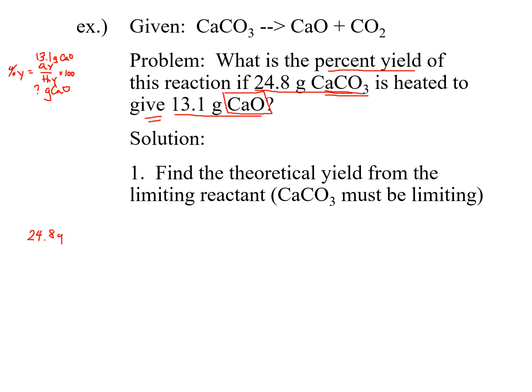24.8 grams of CaCO3. All right. Let's write down what we're trying to find. We just decided we needed to find grams of CaO, right? Because that's what we needed here for our theoretical yield. So I'm going to go from grams of CaCO3 to grams of CaO. Well, we've done this before. This is called a mass-to-mass problem. Mass-to-mass problems are always 3 steps long.